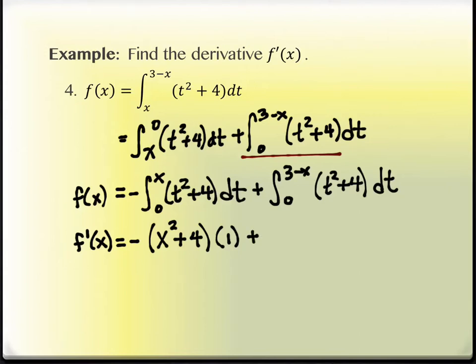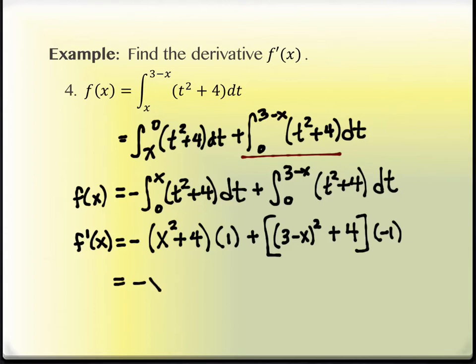On the second one, we're going to do the same thing. We're going to plug in the variable component. In this case, that would be 3 minus x squared plus 4. And then all of this needs to be multiplied by the derivative of the upper limit of integration. So what is the derivative of 3 minus x? Negative 1 on this one. So whatever it is with the value plugged in, it gets multiplied by the derivative of the upper limit of integration. And we're going to simplify, and your calculator can't help you with that.